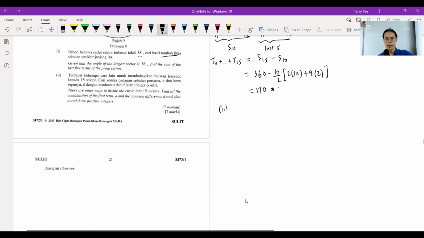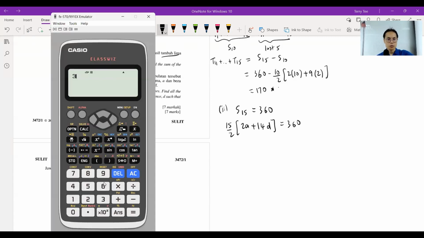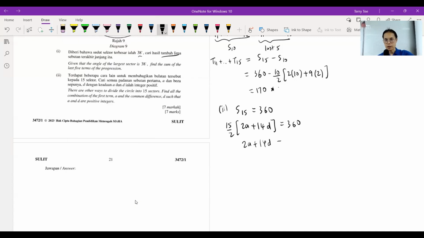I know my S15 equals 360, right? So if you use the formula 15 divided by 2, 2A plus N minus 1 is 14D. This is 360. Okay, again, we take 360 times 2 divide 15. Yeah, you should get 48. Or 2A plus 14D equals 48. Then you divide by 2. A plus 7D is 24.